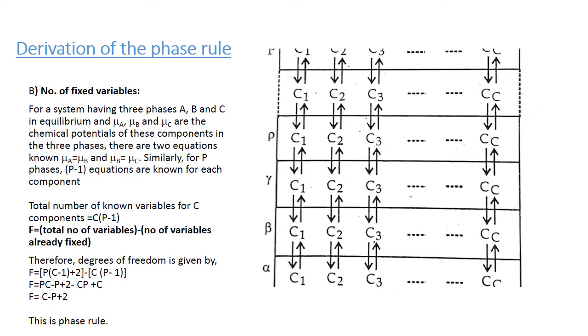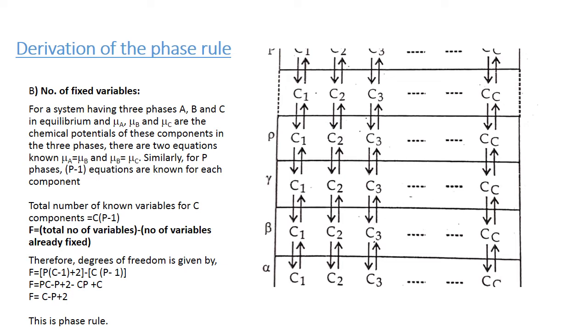P minus 1 equations for each component, but in this system we have C number of components. So the total number of fixed variables becomes C into P minus 1.